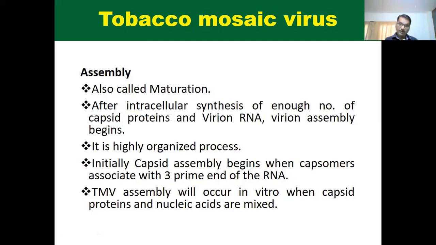So we will find the final assembled TMV virus particle. So this is the process of assembly. Assembly means the complete form of this virus is made. The virus is fully formed, and this is occurring in the host cell. Assembly occurs in the host cell.